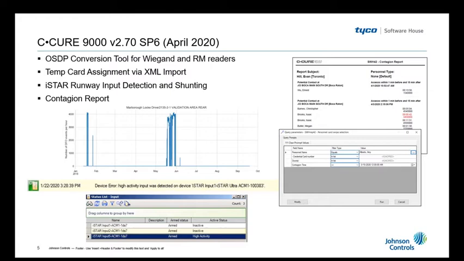So now if this passes a certain threshold, which you can define, it will log the message once in your journal, calling it a high activity input, and then it won't continue to log. So then you can go and investigate that one message later on. And then the last one is the contagion report, which you can see over here on the right-hand side. And I will be getting into this in a couple of minutes when we go over our contagion updates.